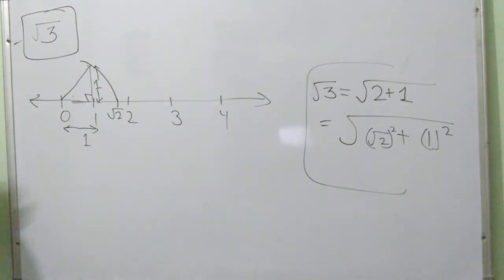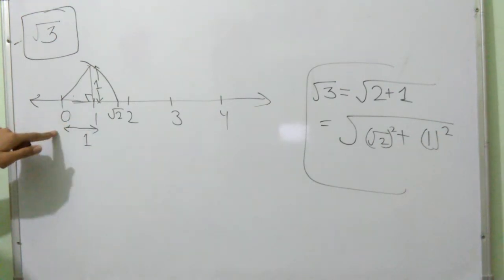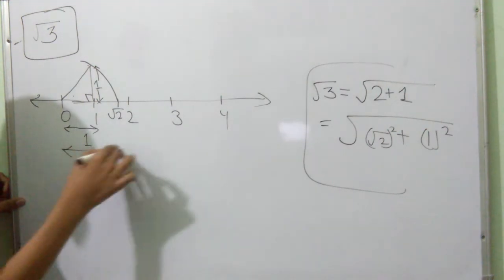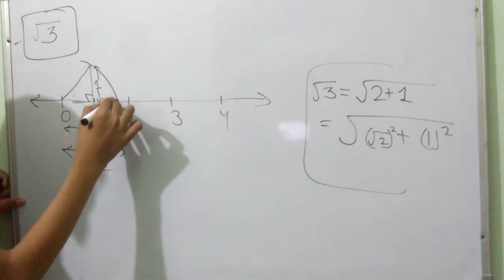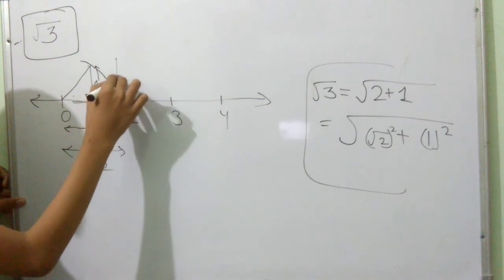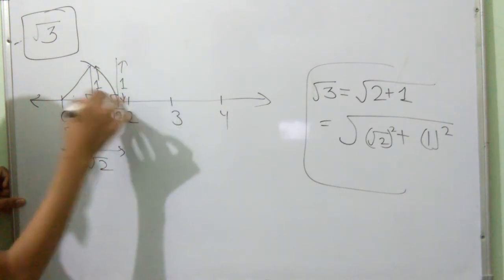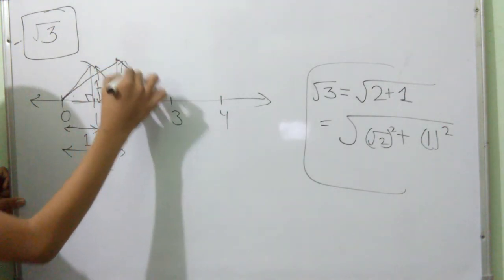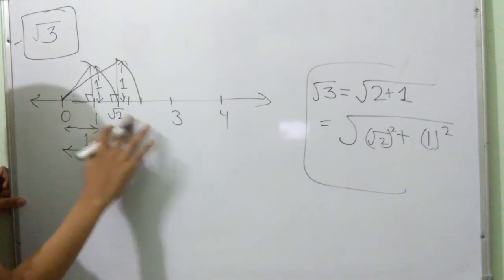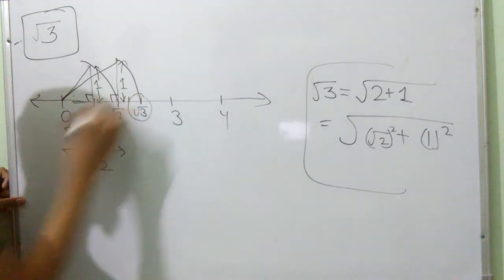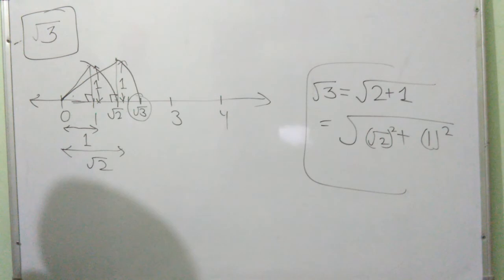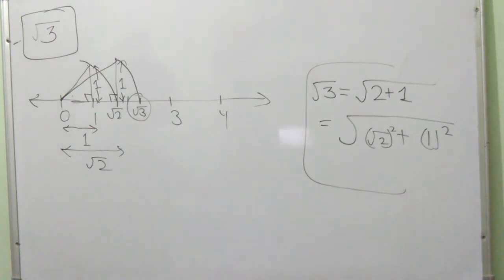Now we have to take root 2 as the base and 1 as the perpendicular as per the question in order to represent root 3. So this is root 2. Make a perpendicular of 1 unit length. And from here and here join this and mark it here. This is root 3. This point is root 3. So I hope you are clear with this topic. Now let's move further deep.